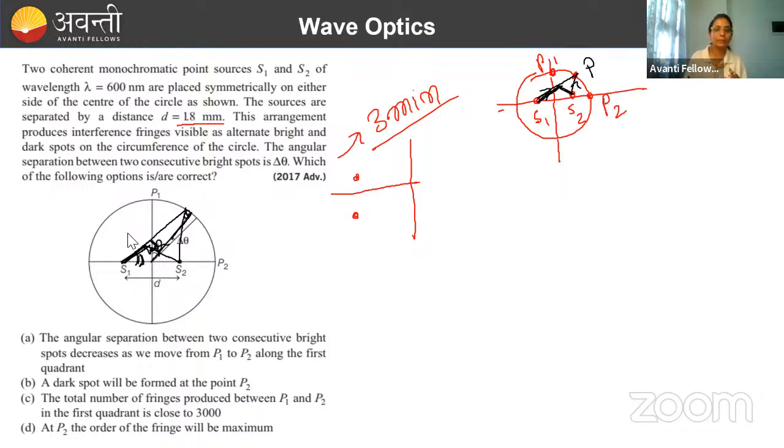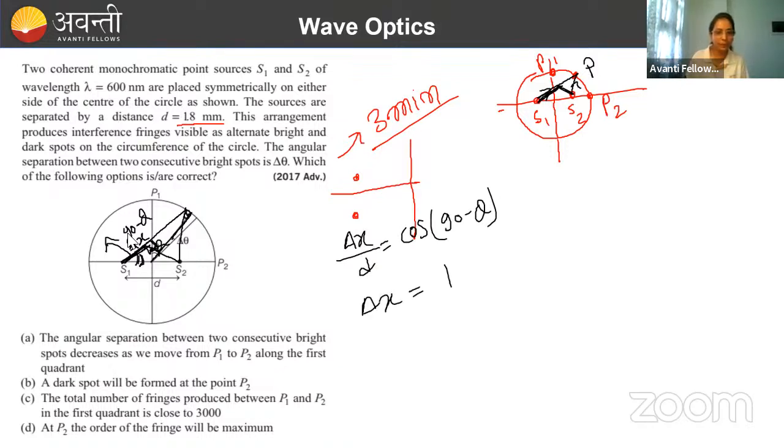Now let's calculate that. If you check the angle here, if I'm not wrong, this angle should be 90 minus theta. If this is 90 minus theta, this extra path is delta x, and this is D, then delta x by D can be written as cos(90 minus theta), if you see the diagram carefully. So delta x will be equal to D sin theta. Again, same as the YDSE setup we are getting. The path difference is equal to how much?